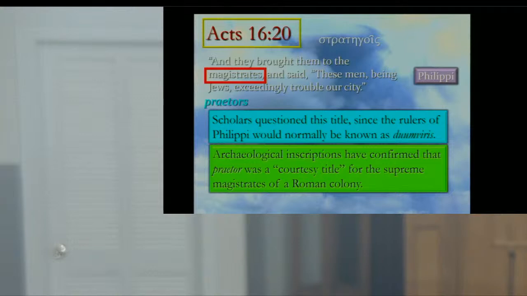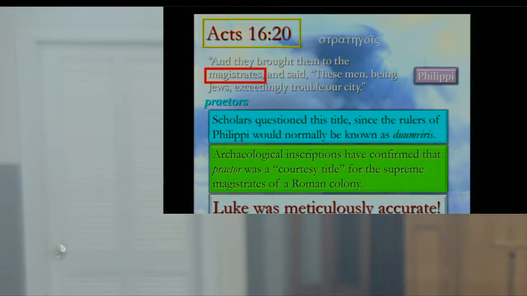Philippi had become a Roman colony. See, all the towns in the Roman Empire were not Roman. You had to be granted that status. He's accurate about all of that too. Because Philippi was a Roman colony, its magistrates were given the title praetors. So you wouldn't necessarily catch this from the English, because the translators have to give you a term, so they give you magistrates, because you wouldn't know what praetors is. Luke was meticulously accurate. We got time for one more.